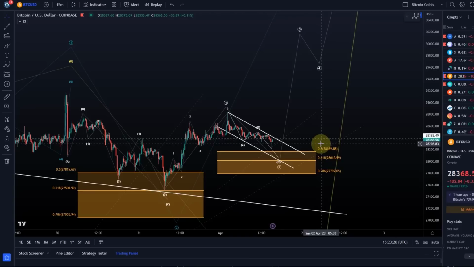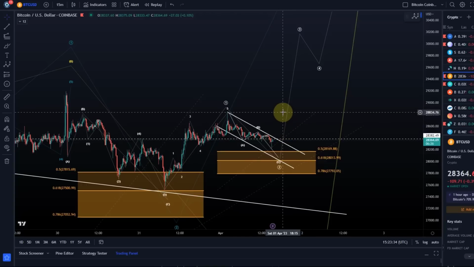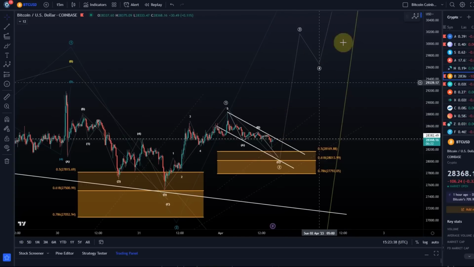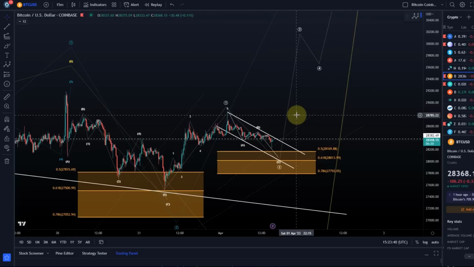Again, a breakout of that channel would be a first indication that we have put a wave 2 low in place. I would like to see a break above the B wave high as additional evidence. That's at 28,500 pretty much. And if we then break above the wave 1 high at 28,830, then I think we have good confirmation that the third wave has started.